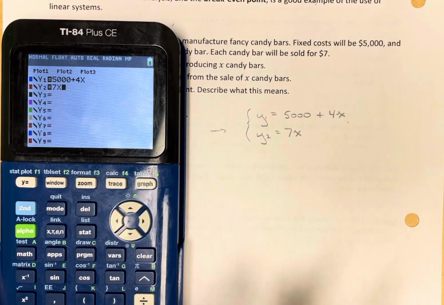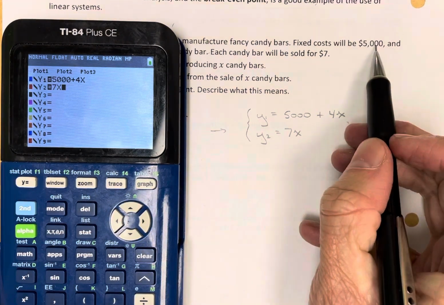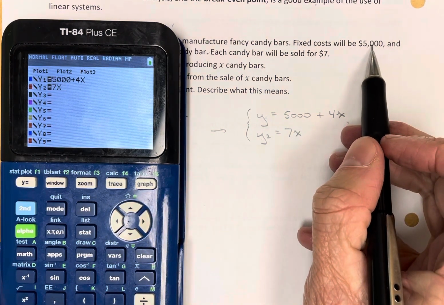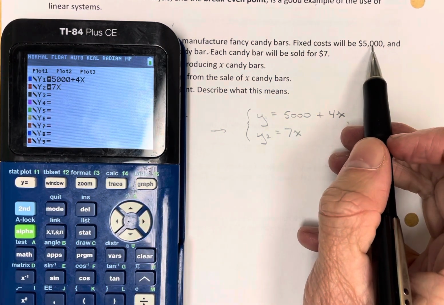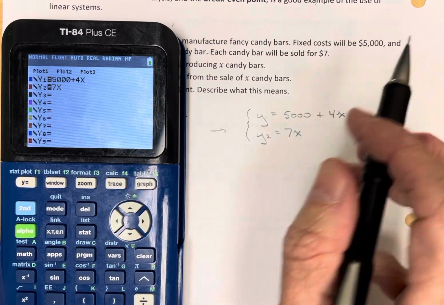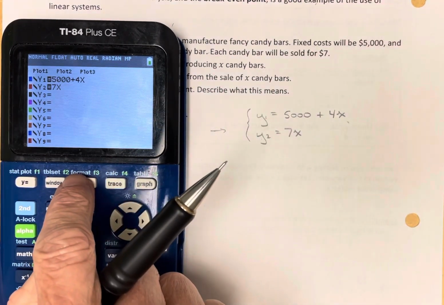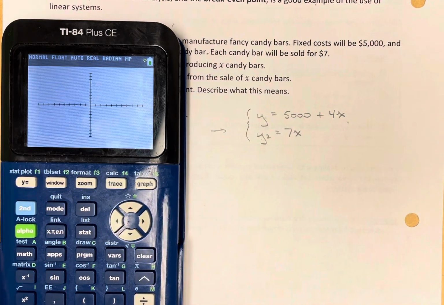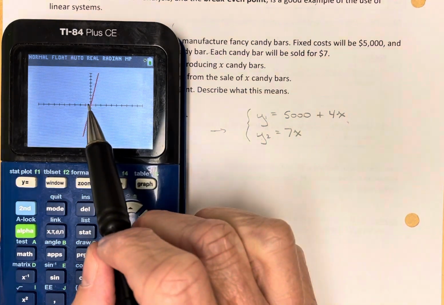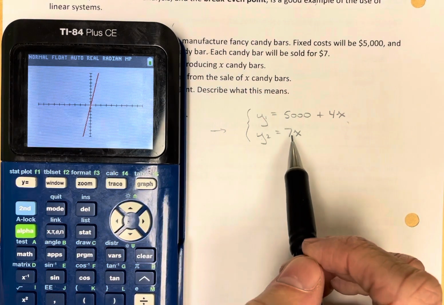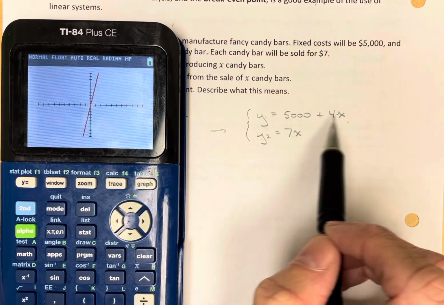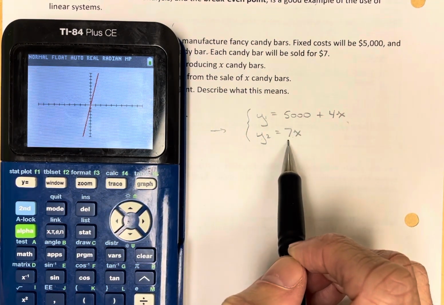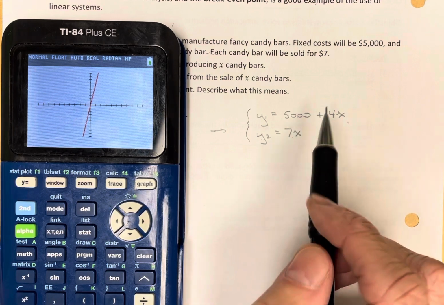Now, we're in the real world. We're selling candy bars. We know we're going to spend $5,000 in fixed costs, so we simply can't go to our standard window. Zoom 6 is our standard window. We're not going to see much because we're outside of the standard window. We're seeing the revenue function, but we're not even seeing the cost function.